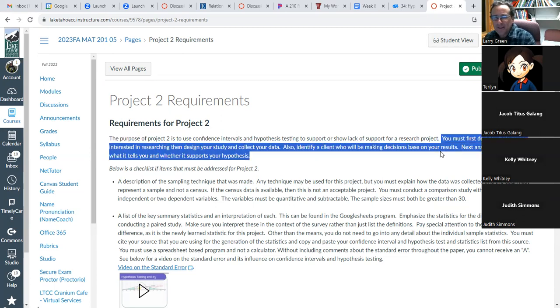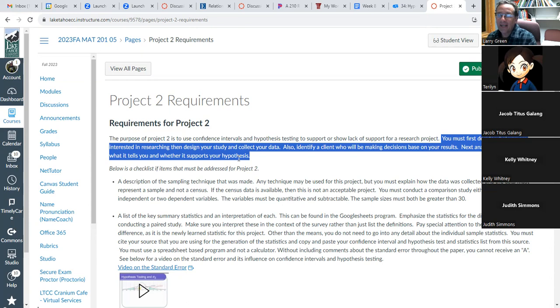All right. Similar to before, you must first decide what you're interested in researching. That makes sense. And then design your study and collect your data. So once you have your partners, what you should do is decide what your null and alternative hypotheses should be, because that's what you want to research. And you should write them down.